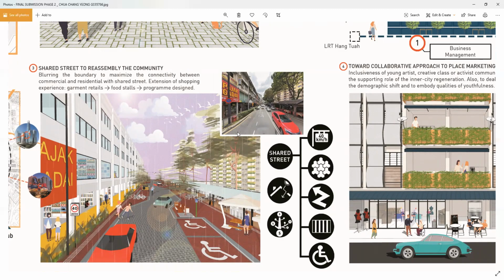So I'm trying to turn this into a shared street to connect the commercial zone and the residential zone by blurring the boundaries to maximize connectivity. The first logo here indicates the implementation of the shared street, which includes the signboard, to give a notification to the drivers.